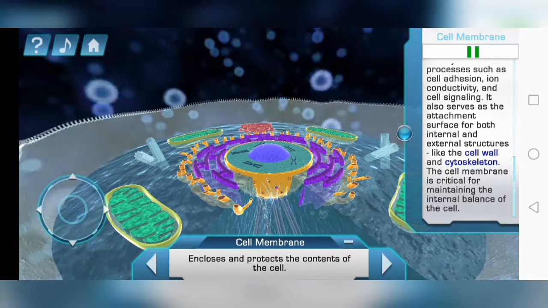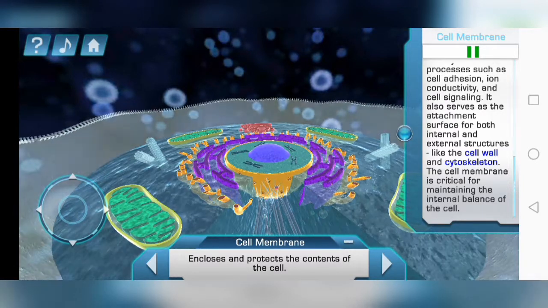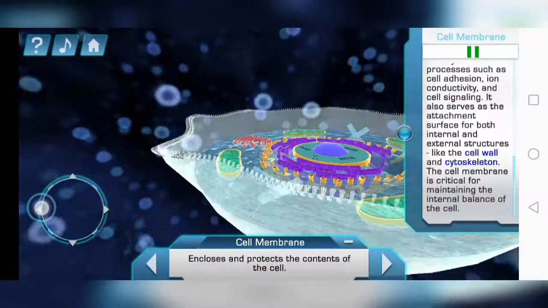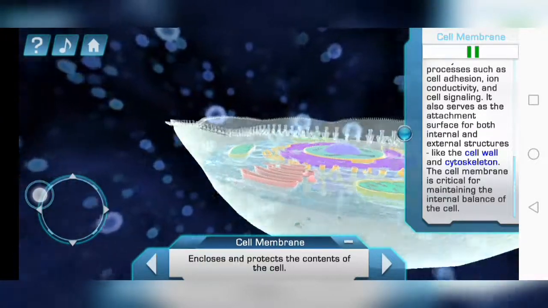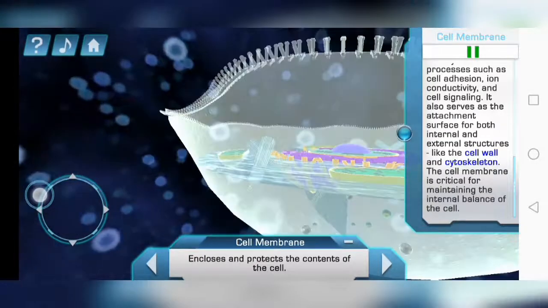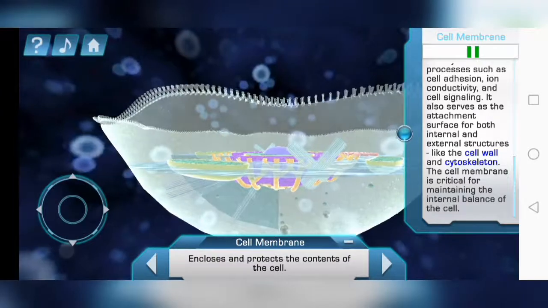out of the cell, and is involved in a variety of cell processes such as cell adhesion, ion conductivity, and cell signaling. It also serves as the attachment surface for both internal and external structures, like the cell wall and cytoskeleton. The cell membrane is critical for maintaining the internal balance of the cell.